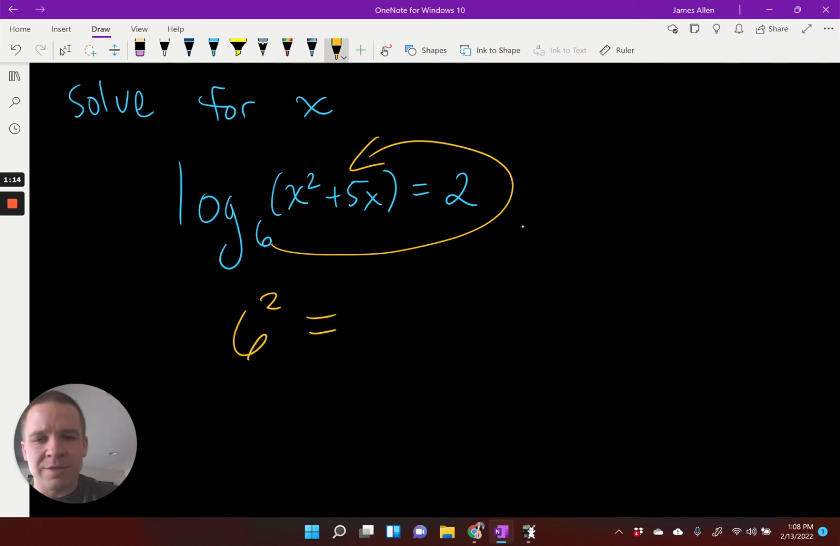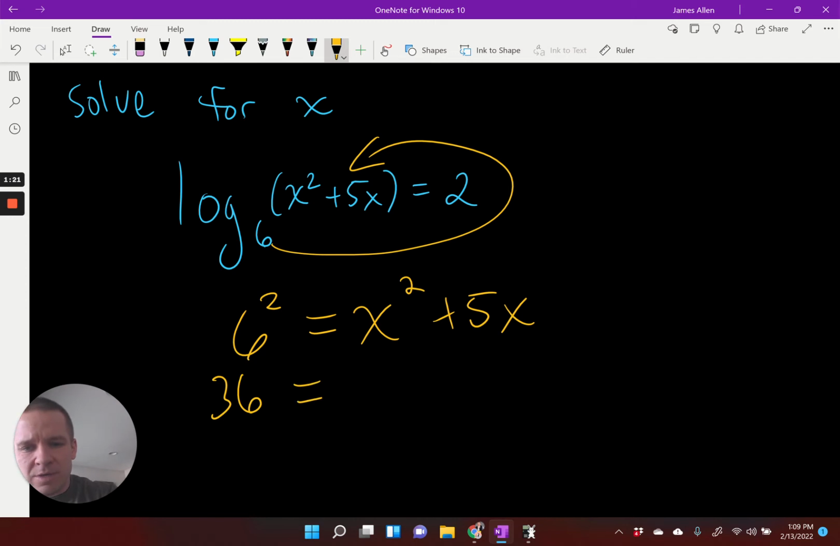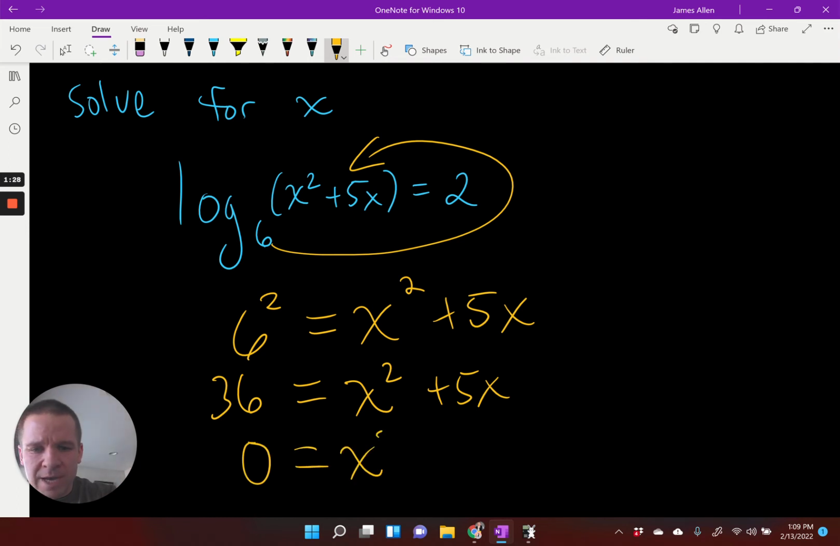So we got 6 squared. I was going to get a step ahead there, but we'll pump the brakes. Equals x squared plus 5x. So that's going to be 36. That's what I started right in there. And then I got 5x. All right. Now I'm going to subtract 36 and I'll get 0 equals x squared plus 5x minus 36.